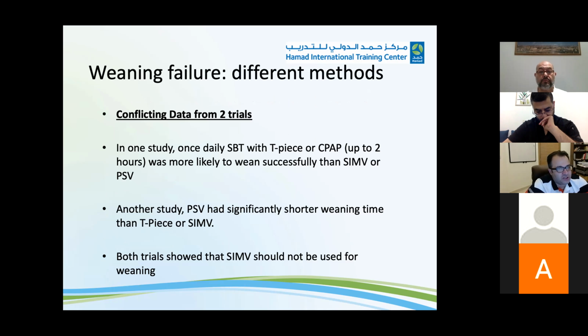I think I mentioned in my previous slides that, on comparison, pressure support ventilation and T-piece trials are the most successful ways of weaning. SIMV was found in many trials to be the worst way to wean someone. It takes a longer time.